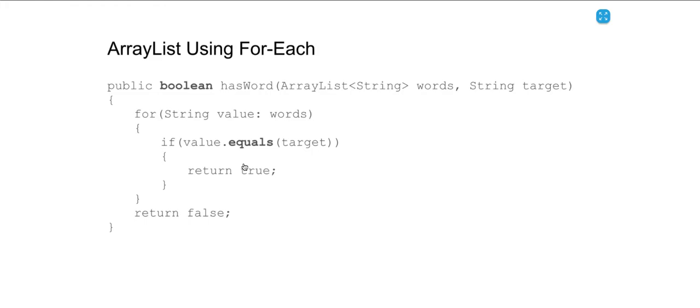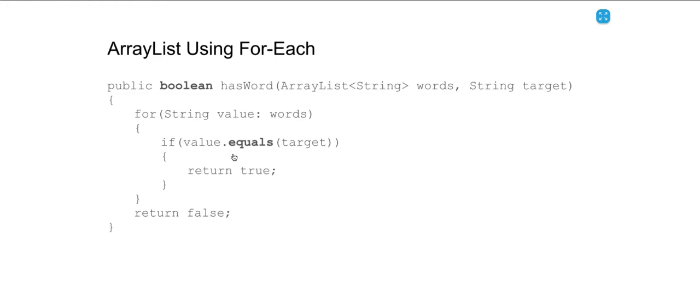Now, what if we were looking for not where a value was, but just whether it's in an array or a list? Let's say we have an array list of strings, and we're looking for a given target string value. Well, you could use a for each loop instead of the indexed for loop. I could run my loop starting at the beginning, taking out each value one at a time from the words list.